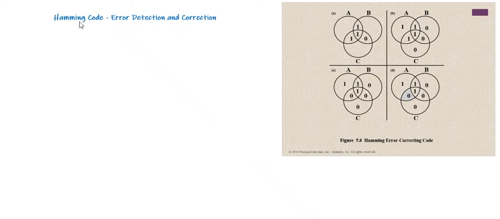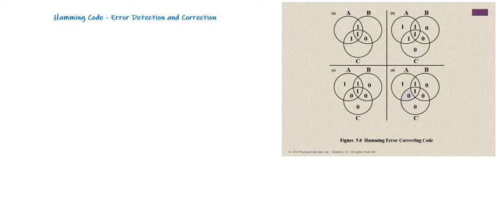Good morning. In this video, we will learn about Hamming code, error detection and correction using a Venn diagram. In the slide here, you see this is a Venn diagram, with three circles. Before going to that, let's see the idea of error detection and correction.